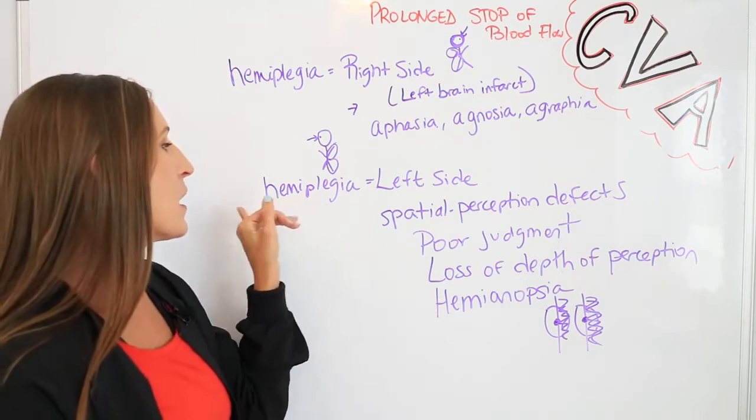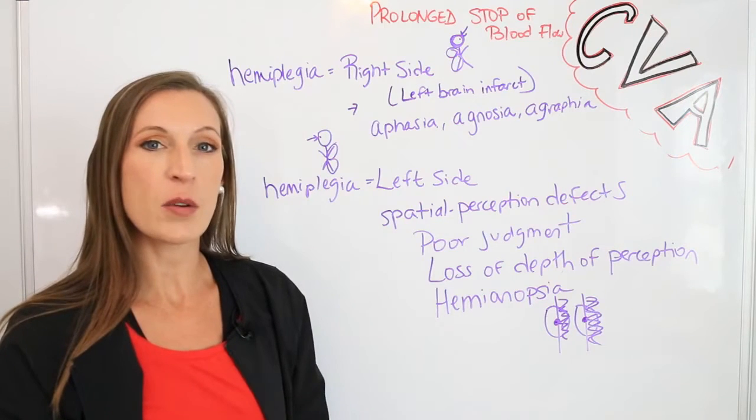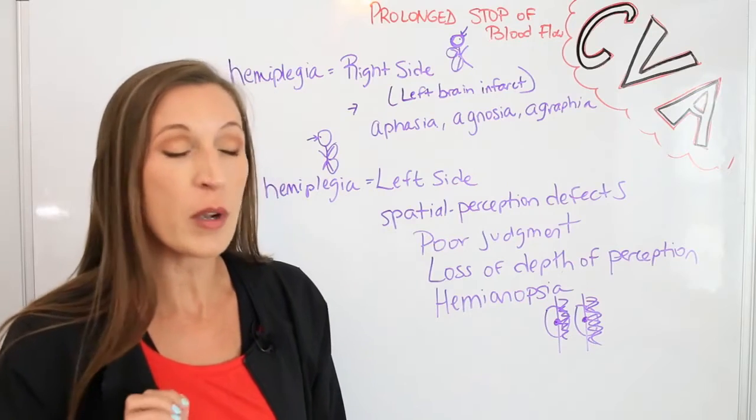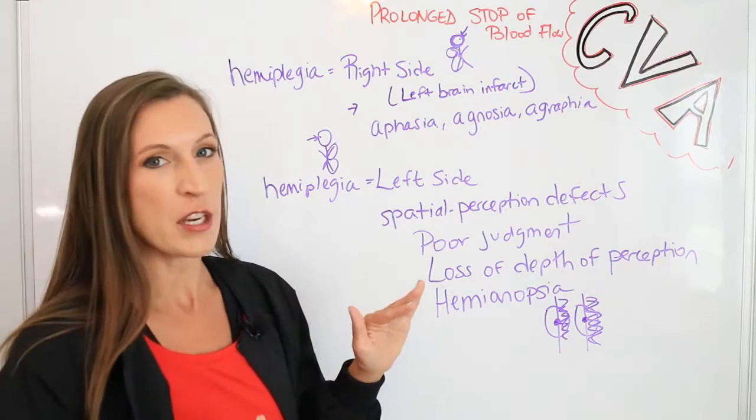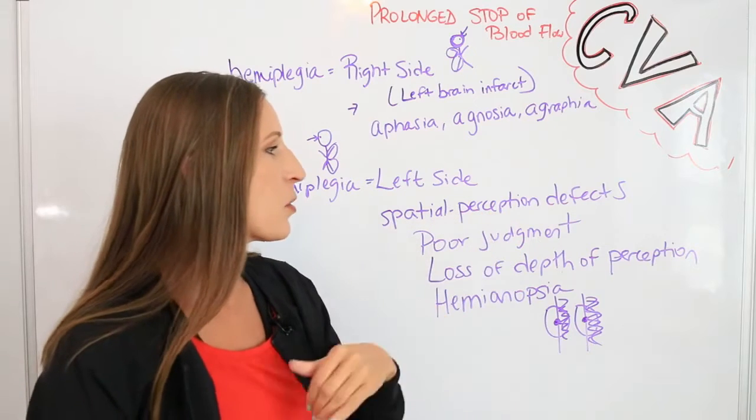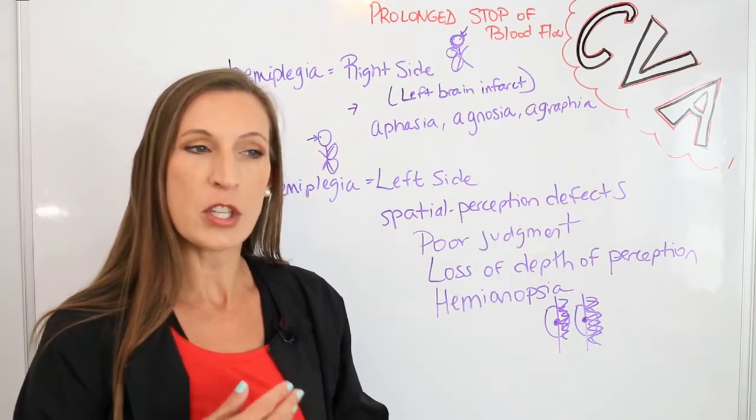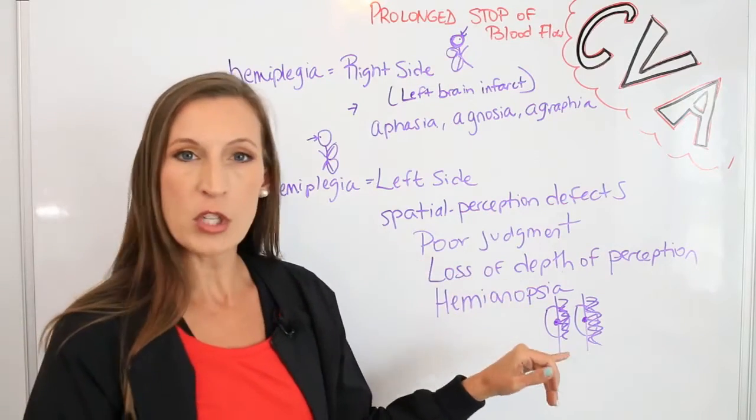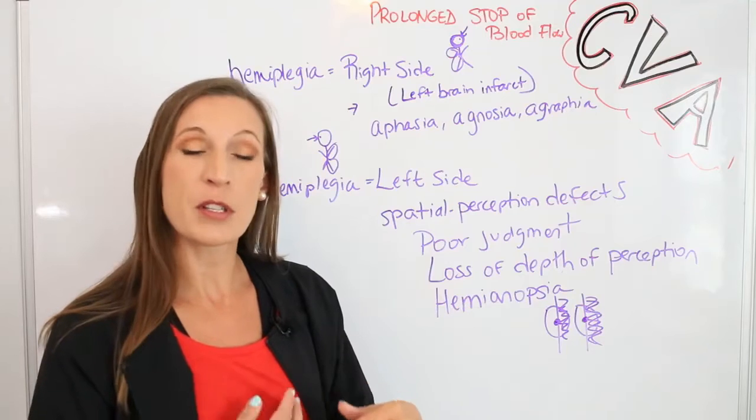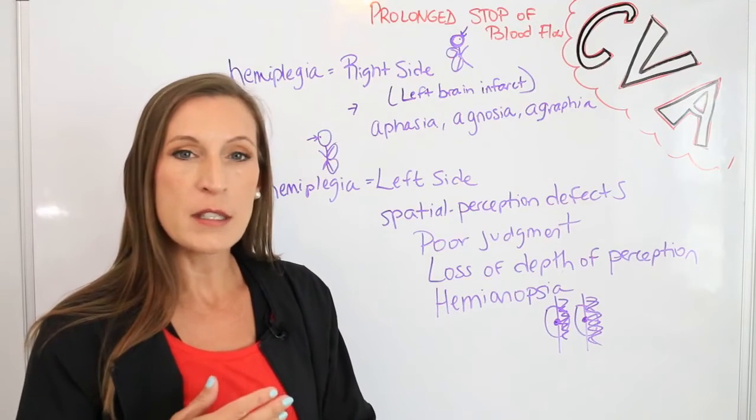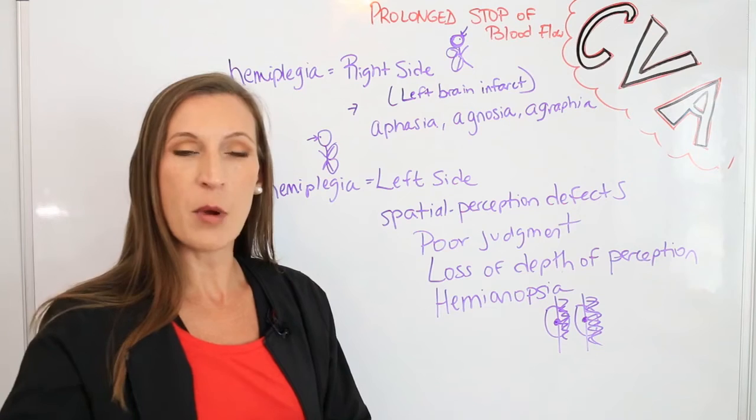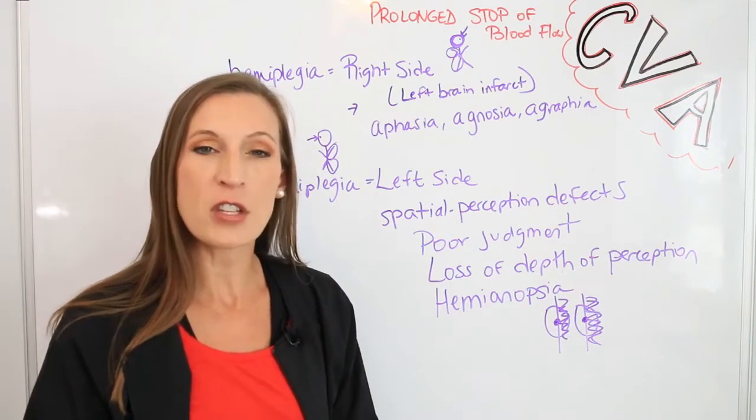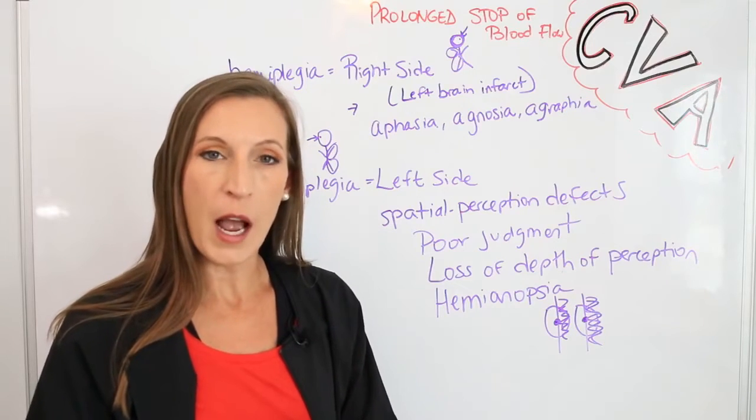Now let's look at the hemiplegia on the left side. If your patient exhibits hemiplegia on the left side, they had a right brain stroke, and they will have more vision changes in this one, spatial and perceptual defects. They can't really judge how close or far away an object is. They have poor judgment skills, loss of depth perception, and they can't see much peripheral vision either. Then hemianopsia is when half of the vision field is lost in both eyes.